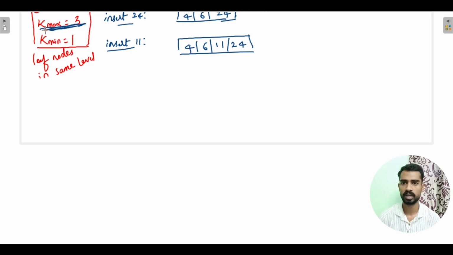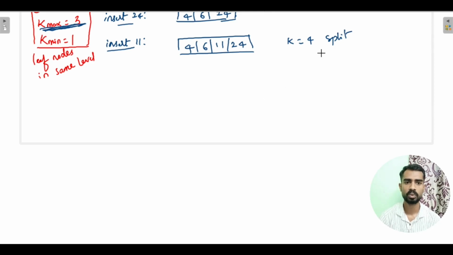So what is the maximum number of keys allowed in this B-tree? It is 3. There are more than 3 values here. So what is the number of values here? There are 4 key values. And what we have to do in this case is perform a split operation. The split operation is performed when the maximum number of keys property is violated in the B-tree.